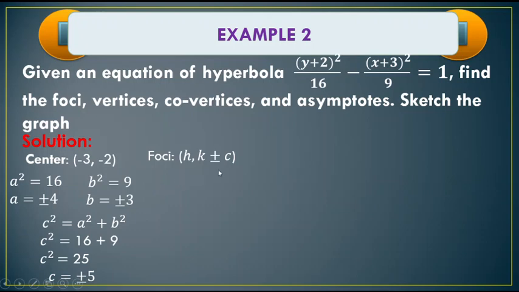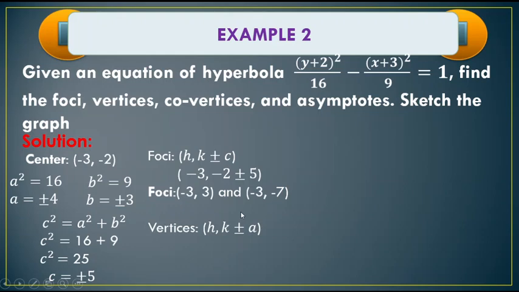And then, substitute lang natin yung value which is H and then K and then C. We have negative 3, comma, negative 2 plus or minus 5. And then, simplify natin ito. We have negative 3, comma, negative 2 plus 5 is 3. And negative 3, comma, negative 2 minus 5 is negative 7. So, meron na tayong foci ngayon. Then, let's proceed to vertices.